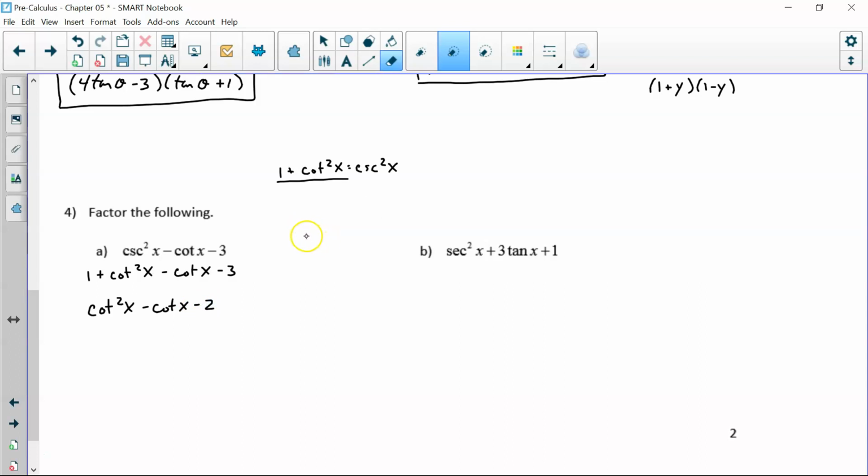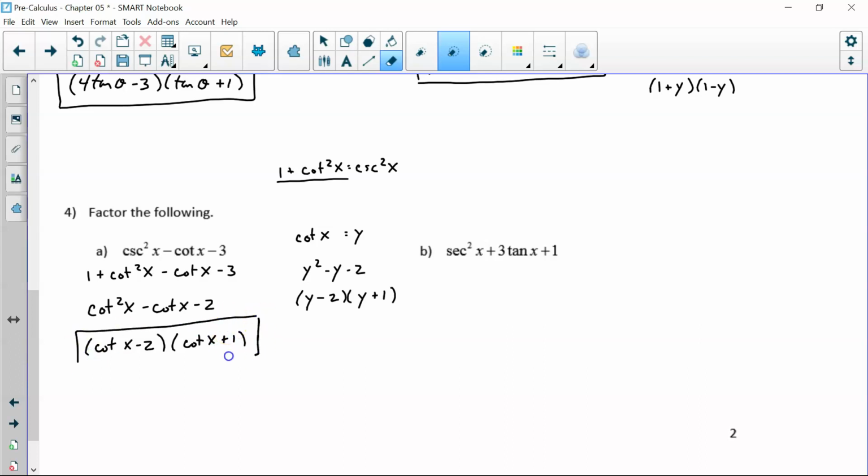Just like before, I'm going to do my substitution. I'm going to make the cotangent of x equal to y. So we're given y squared minus y minus 2. So we factor: y minus 2, y plus 1. And then we go back and put cotangent of x in place of y. Cotangent of x minus 2 times the cotangent of x plus 1. And that is fully factored.